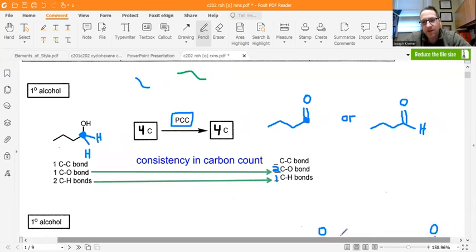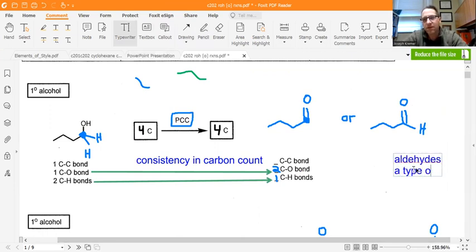And there's different ways to show this. Do you know the functional group here? It begins with the letter A. It's an aldehyde. We have just formed aldehydes, which is a type of carbonyl compound.